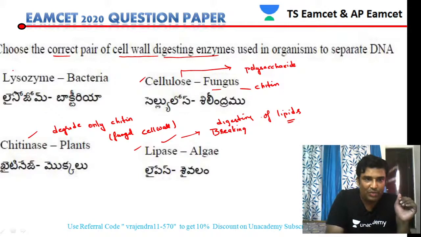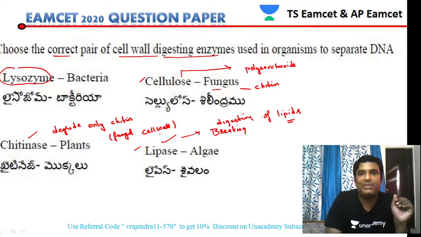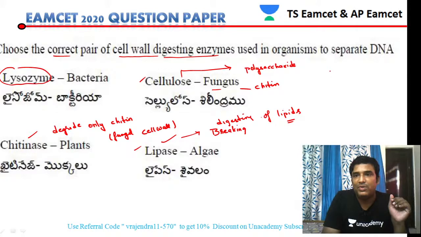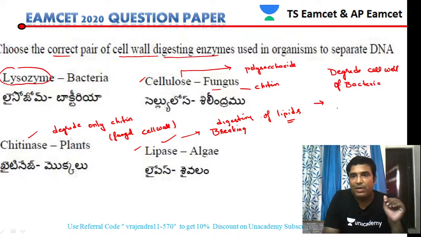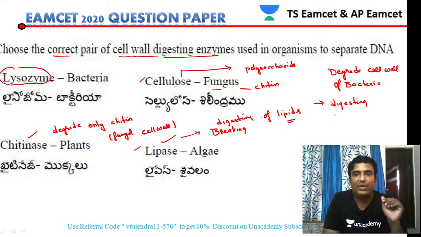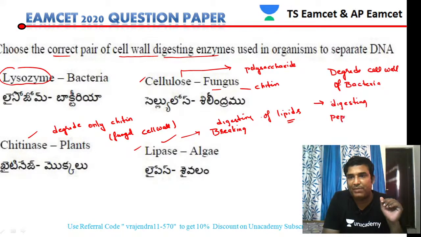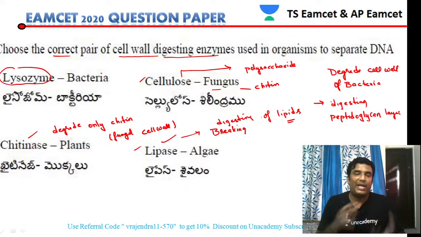Let us see option 1, lysozyme. The important point we have to remember is that lysozyme is the enzyme which degrades the cell wall of bacteria. How does it do that? It digests, or breaks down, the peptidoglycan layer of the bacteria.